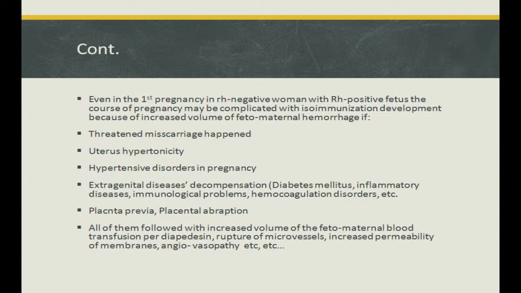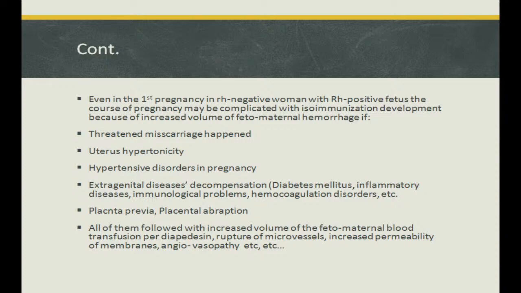As you can see, all of these features presented here are followed with increased volume of fetal-maternal blood transfusion, rupture of microvessels, increased permeability of membranes, angiovasopathy, etc., followed with the release of antibodies which, if they cross through the placenta, will lead to agglutination. Thus, the next step is that they have to cross through the placenta into the fetal blood RBCs.